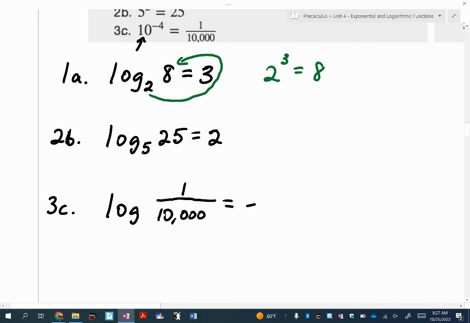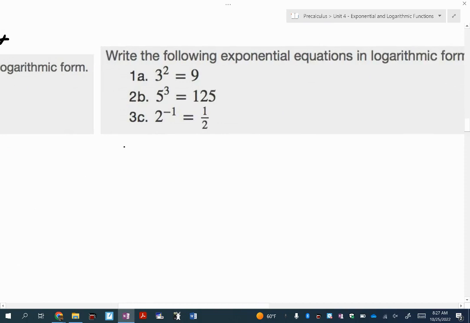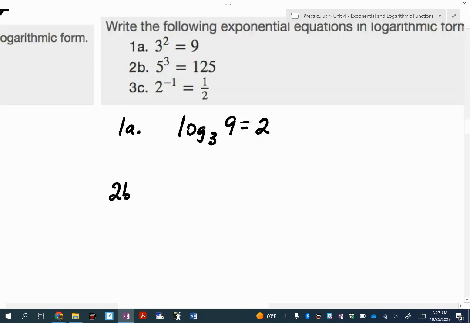10,000 equals my exponent of -4. All right, so again, if you want that 10 in the base, go for it. I'm never going to write that because it's always assumed to be 10 if you don't write a base for the log. So log base 3 of 9 equals 2. Remember to swoop, change it to exponential form if you want to check it. So 3 squared equals 9. That's confirmed. Let's do 2b.